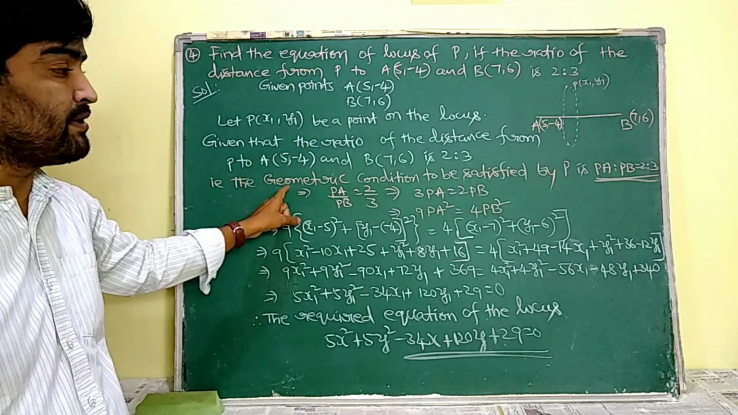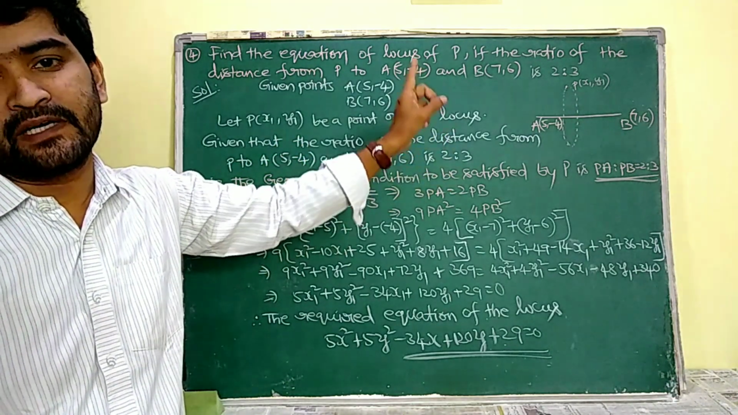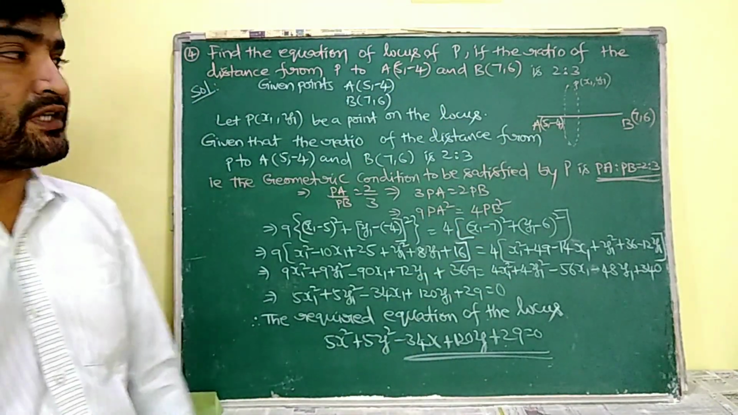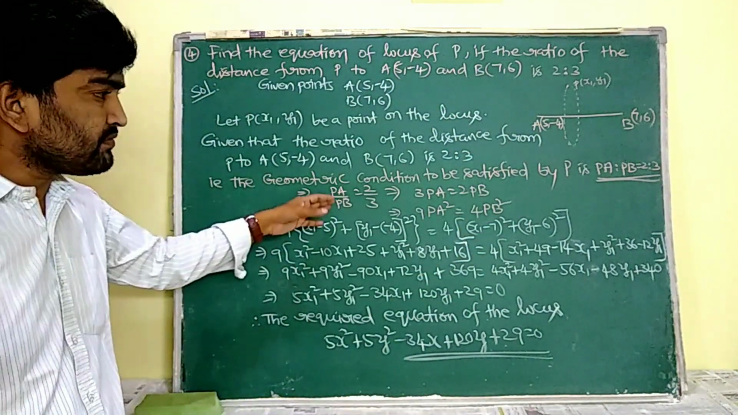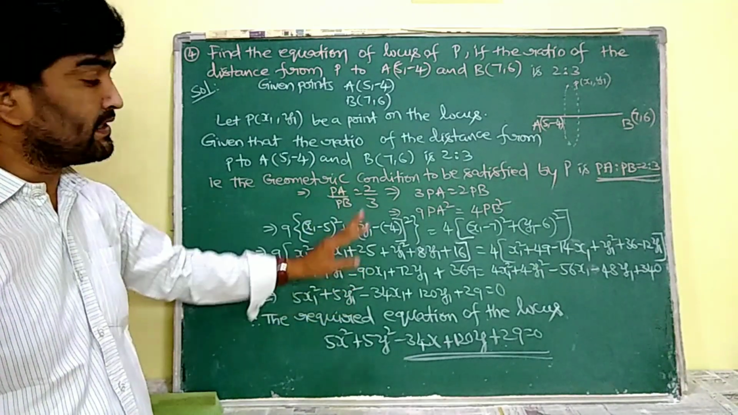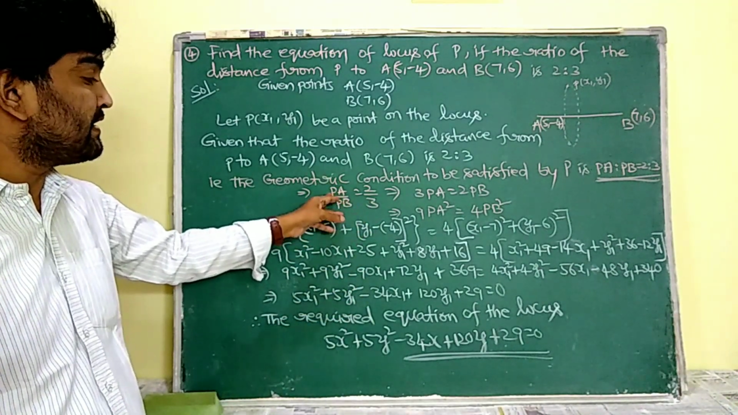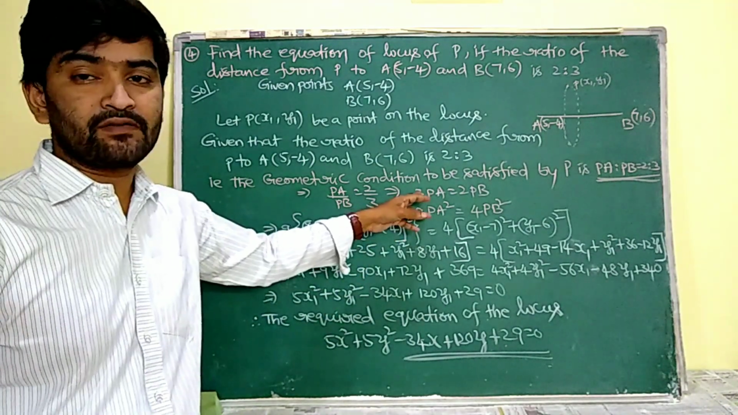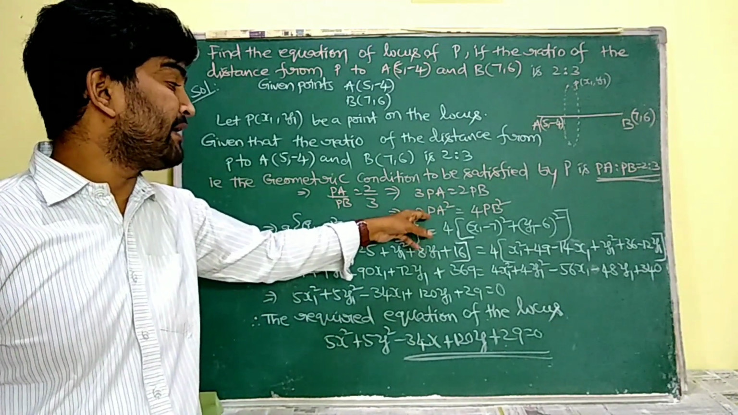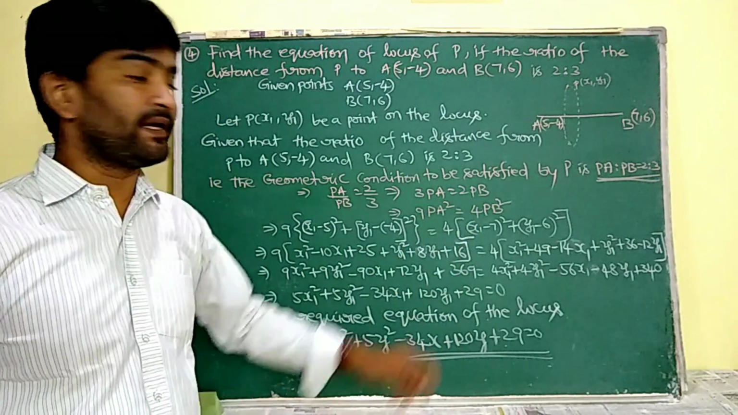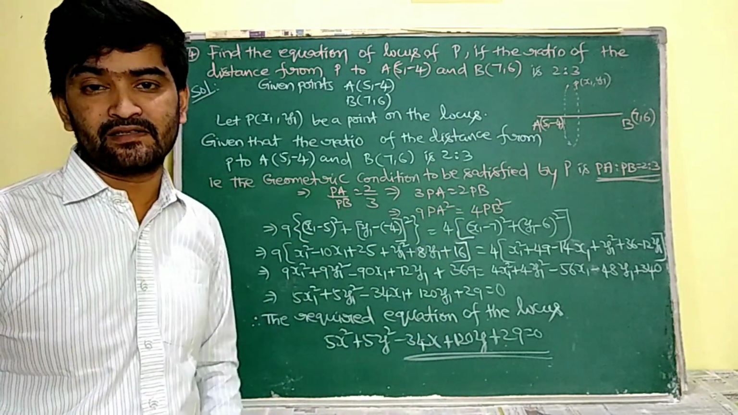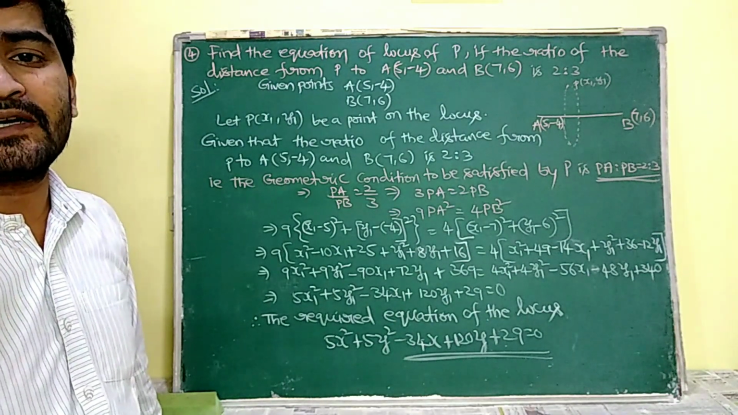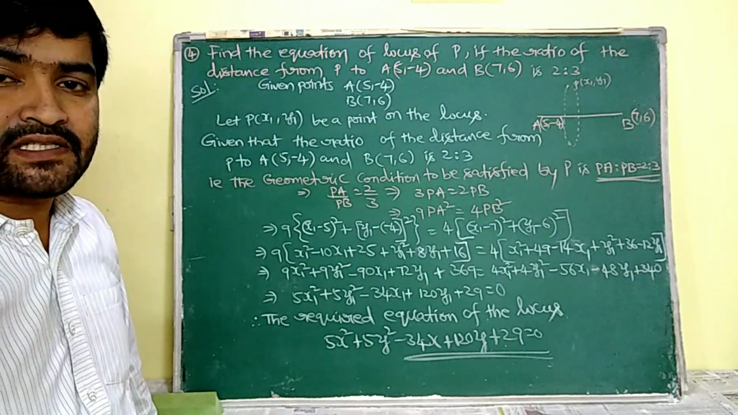The geometric condition that is going to be satisfied by P is PA is to PB is equal to 2:3. So now PA by PB is equal to 2/3. By doing cross multiplication, 3PA is equal to 2PB. Now squaring on both sides, 9PA square is equal to 4PB square. Now this is the geometric condition, and I have to convert it into an algebraic condition by using the distance formula.